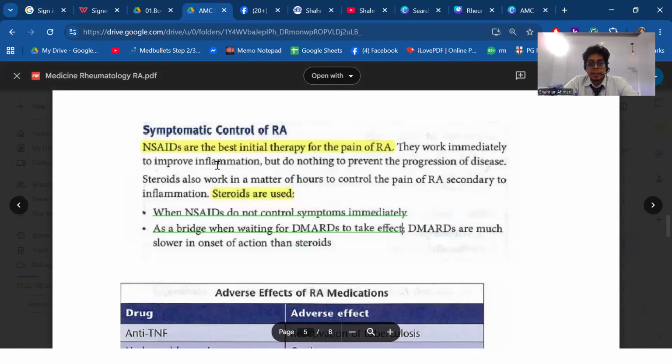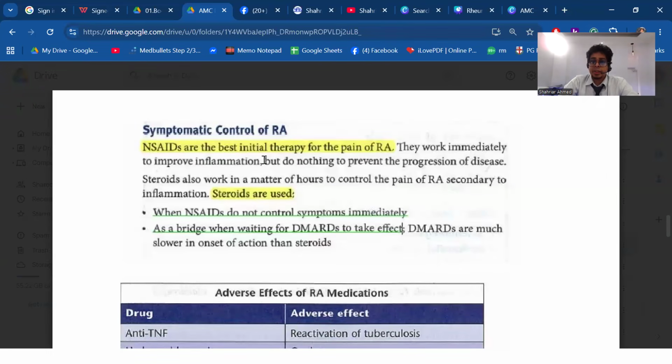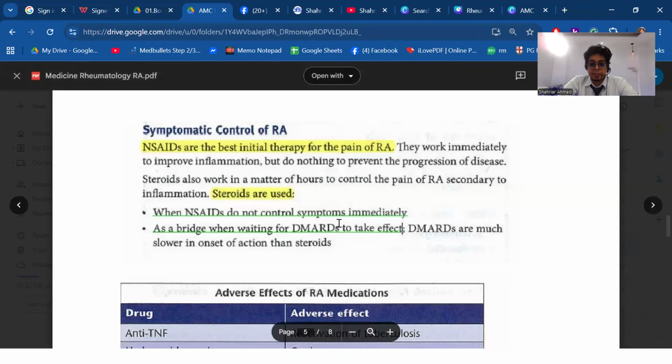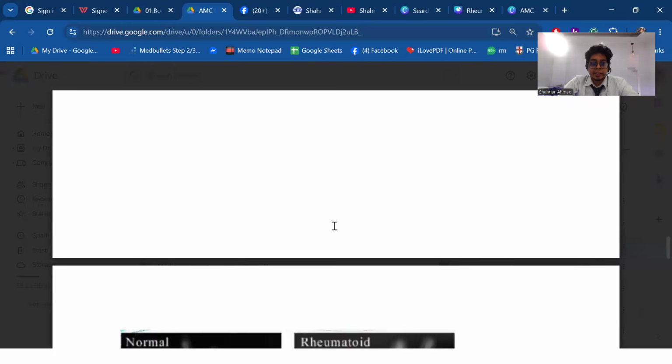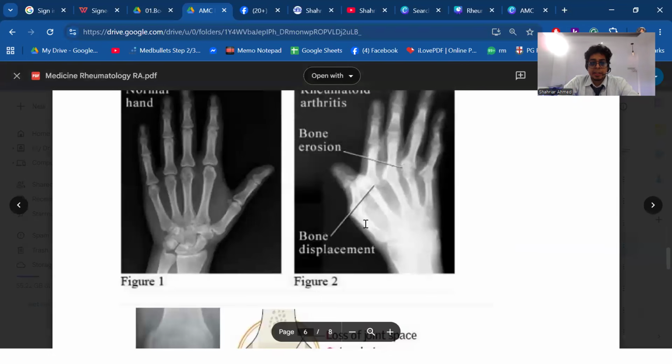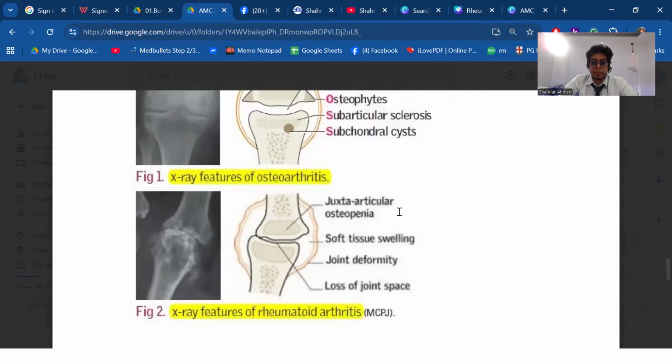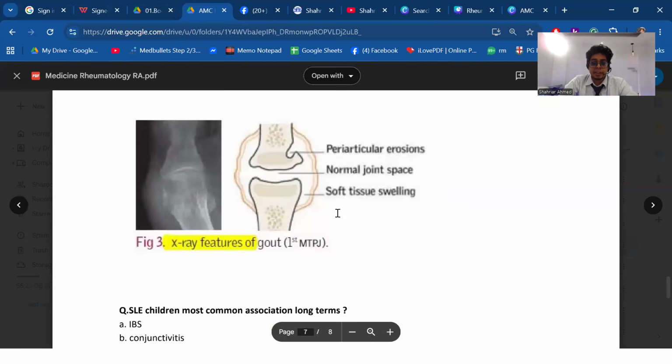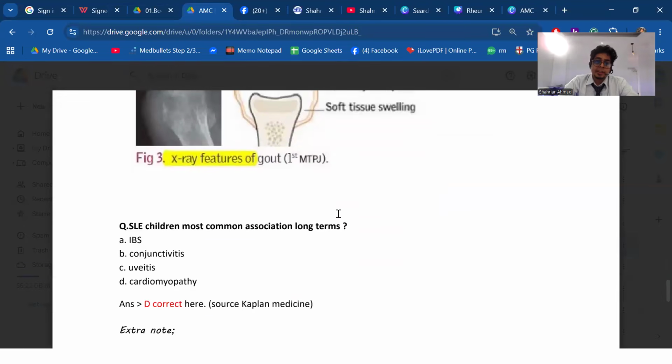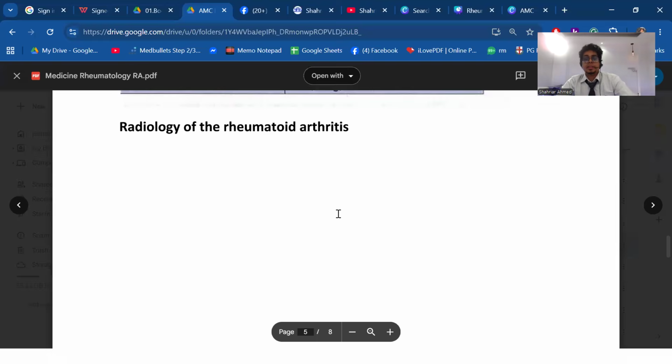Okay. As they mentioned, NSAIDs are the initial treatment, not acetaminophen or paracetamol here. And when it is not controlled, definitely a disease-modifying anti-rheumatoid drug. Here's a picture again. You see the deformities, the Z-shaped deformity and the button-ear deformity, and here is your X-ray, which is already given. Yeah, that's quite clear.